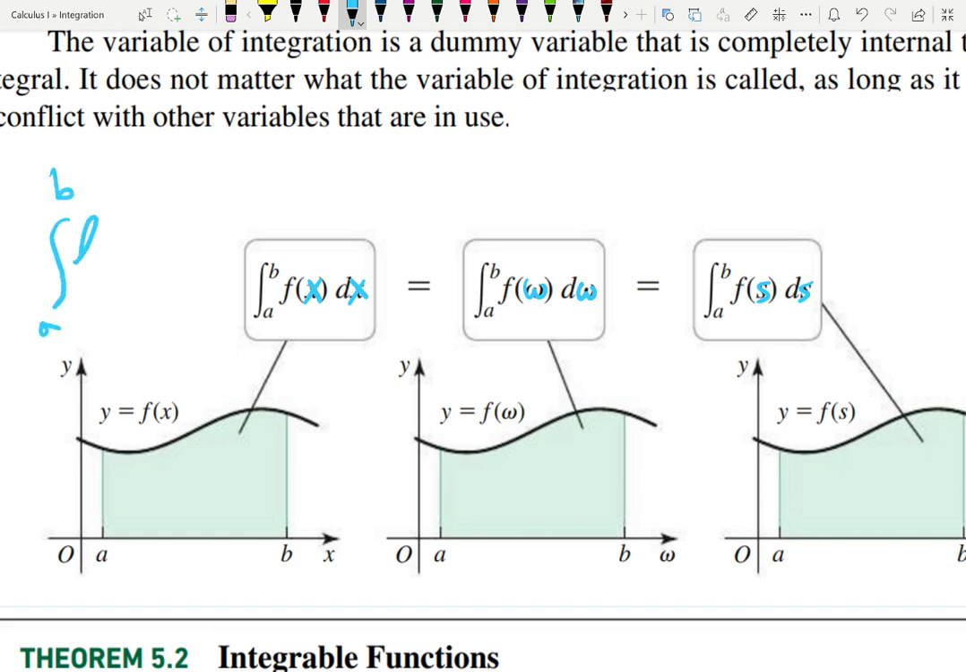From A to B, f... who remembers my favorite? It's the first letter of my name. F of j dj, because dj is funny. See, good job, remember. That's my favorite. So it's called a dummy variable for a reason. Because in general, you can just change it the way you are. The answer is the same.